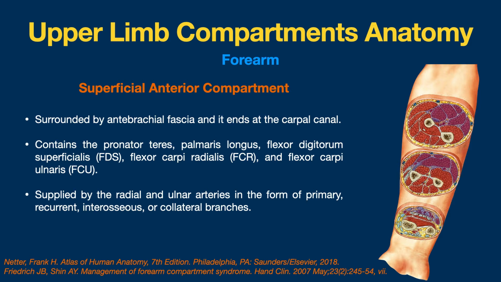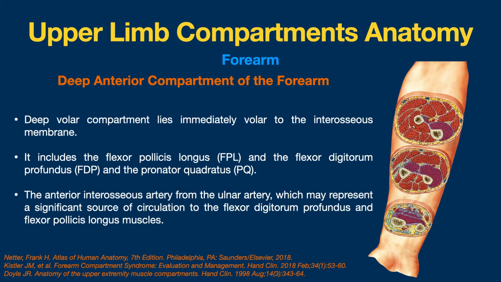Superficial anterior compartment, surrounded by the antebrachial fascia, and it ends at the carpal canal. Contains the pronator teres, palmaris longus, flexor digitorum superficialis, flexor carpi radialis, and ulnaris. Supplied by the radial and ulnar arteries in the form of primary recurrent interosseous or collateral branches.